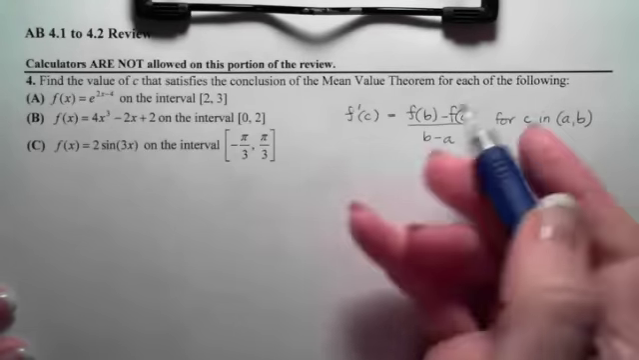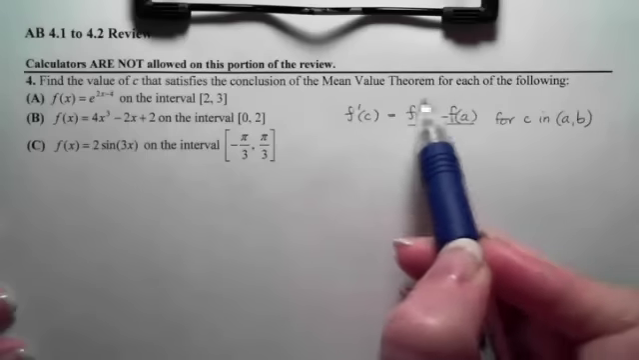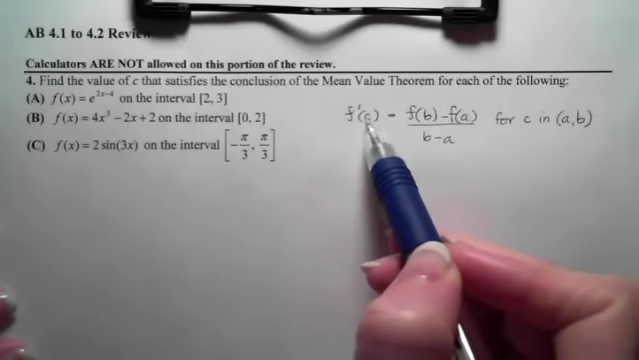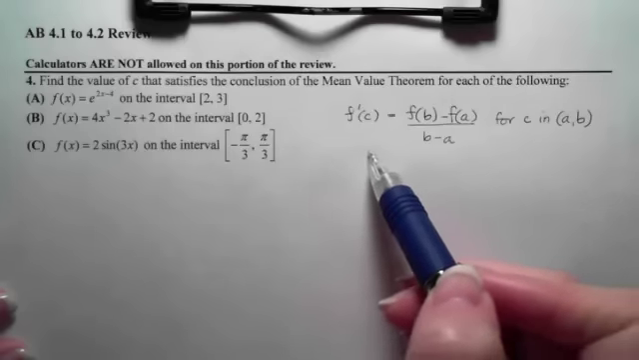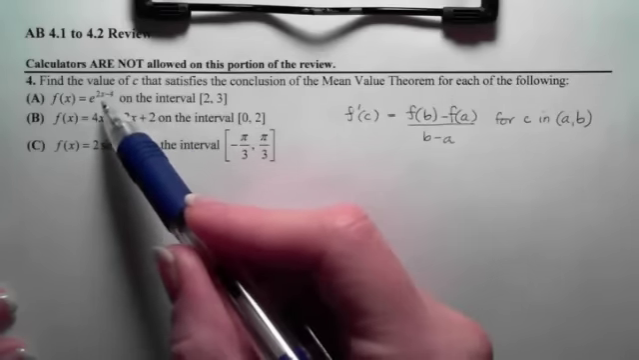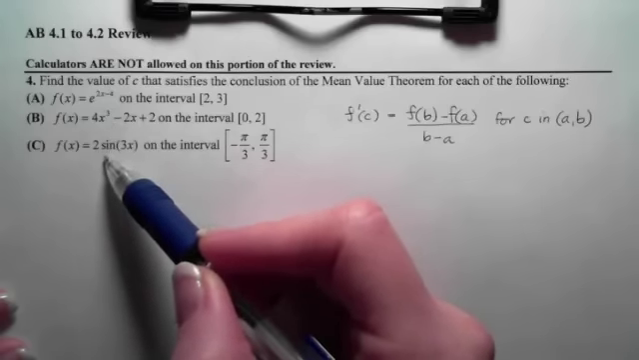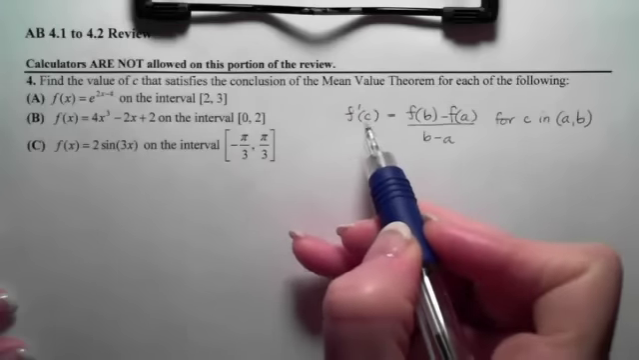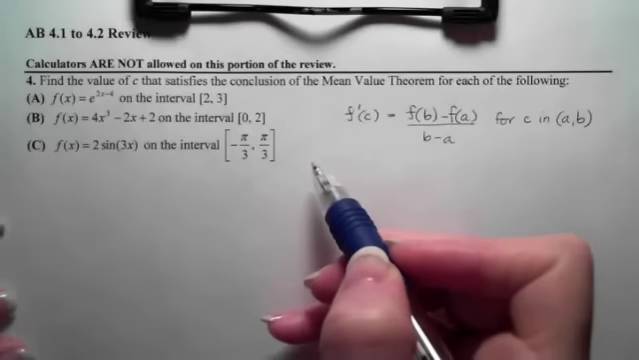So our job is to figure out what a is, what b is, compute the secant slope, find the tangent slope and plug c in, and then figure out when those two things are equal. So we have three different kinds of problems. We've got an exponential, a polynomial, and a trig. But the process is going to be the same for all three of them. For all three, we need to find the tangent slope at c, we need to compute the secant slope, and we need to set them equal.